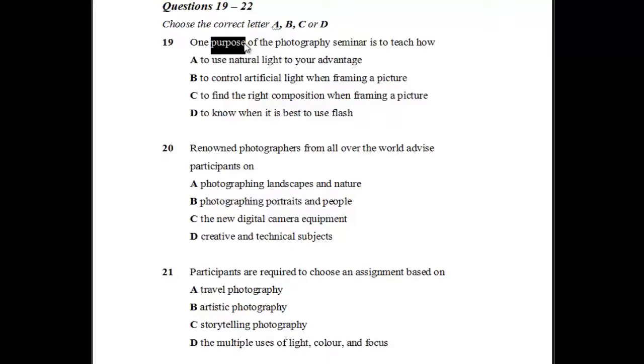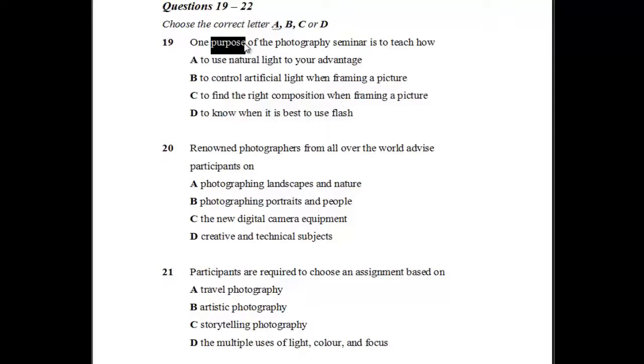This is important because in the text, lots of ideas may be mentioned, but do not get distracted. You're looking for the purpose. You're looking for the goal of the seminar. All right? So, as you can see, smart underlining is important. You don't have to underline everything, of course. There's no point in that. Just underline the words that will guide you and will help you.